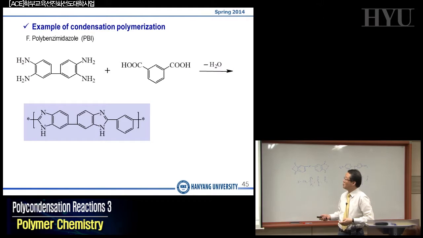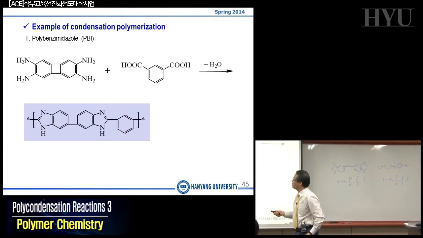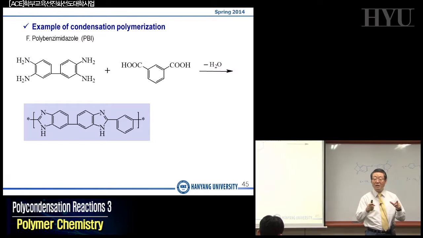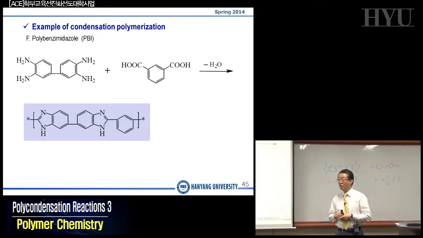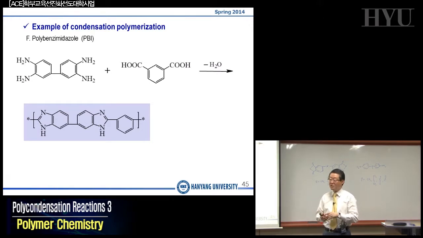This polybenzimidazole has a very high thermal stability. The glass transition temperature is over 450 degrees C. So it's not soluble and not meltable. And this PBI is the general name. This PBI is not flammable. It doesn't burn. Okay? It's a self-extinguishable fiber.